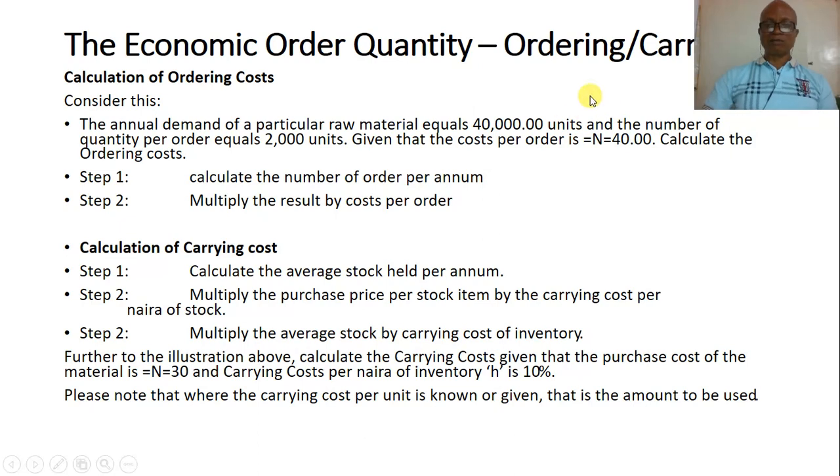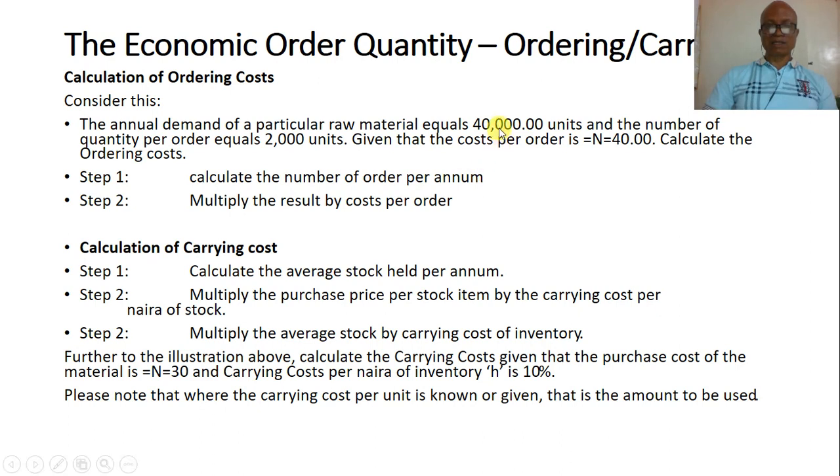In this case now, you have 40,000. You have to calculate the number of orders per annum. How do you calculate that? Divide 40,000 by 2,000. So what would that give to you? Once you know the amount, then you multiply by the cost per order. So that is what you have to do in this case.